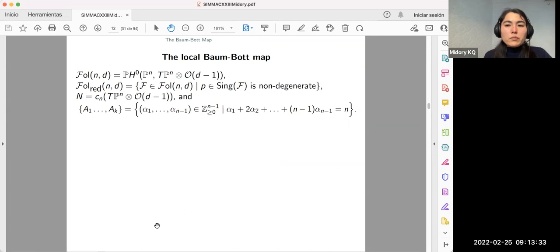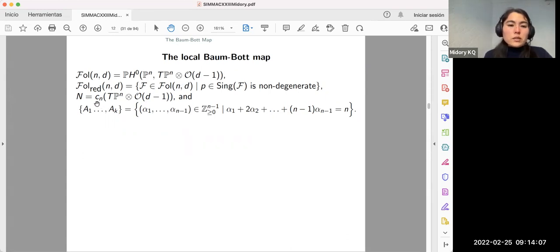To define the local Baum map, we take the space of foliations, which, in this case, we can say is generated by some specific polynomial vector fields. The reduced foliations are the foliations whose singular points are non-degenerate. And n will be the number of singularities of any foliation here.